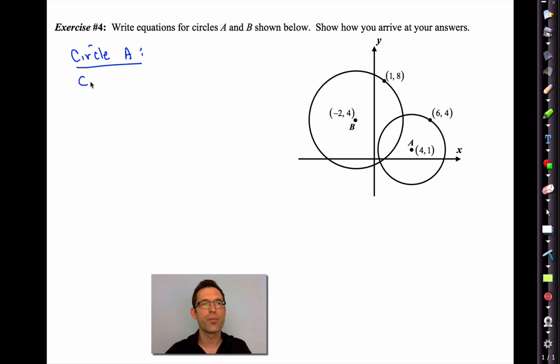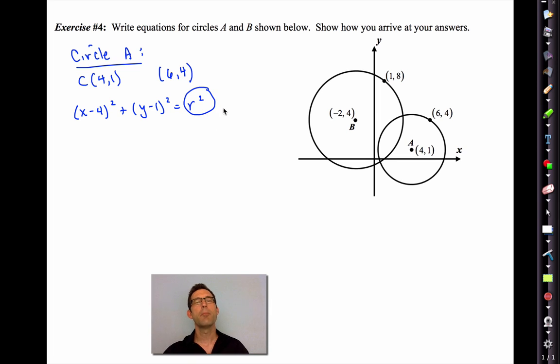For circle A, what do we know? We know its center is at 4, 1, and we also know that the point 6, 4 lies on the circle. So I can certainly say that its equation looks like this. What I don't know yet is this. But the beautiful thing is we're going to use a trick that we've used many times before, which is we're going to take a point that we know lies on this circle, and we're going to substitute it in to figure out the value that we're missing. So let's take a look at that. Let me put the 6 in for the x. Let me put the 4 in for the y.